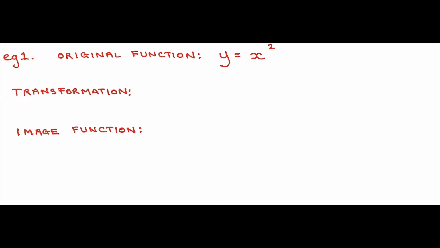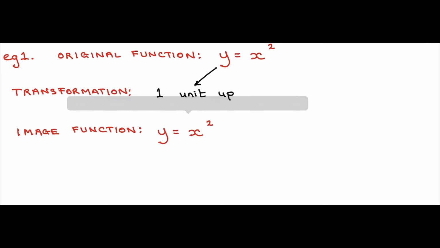Consider the function y equals x squared and apply a translation of 1 unit in the positive y direction, or 1 unit up. The resulting function, or image function, will be a copy of the original function with +1 on the end. We associate up 1 with +1, and so in some sense this feels right.